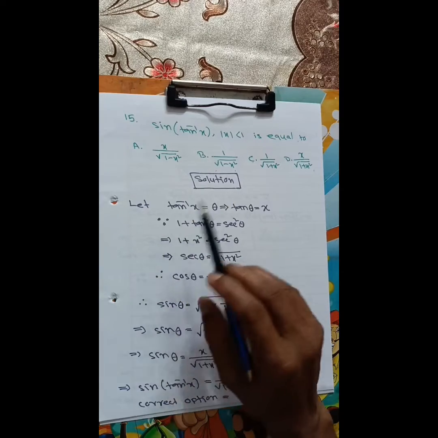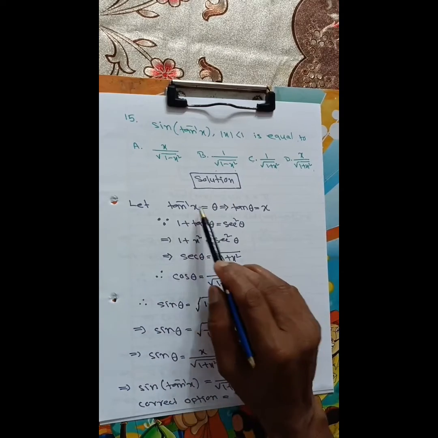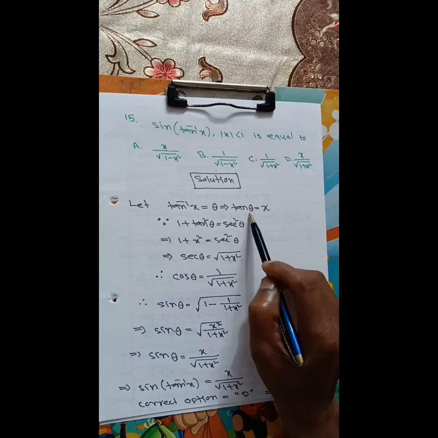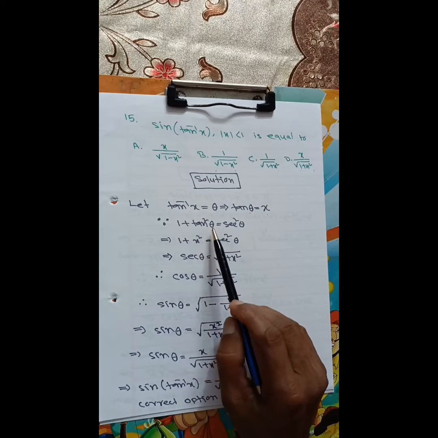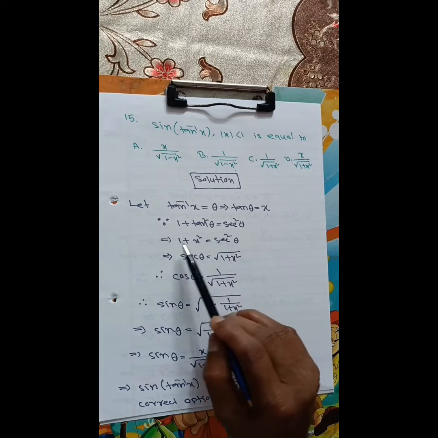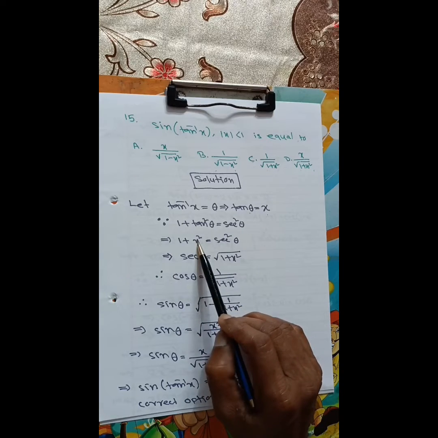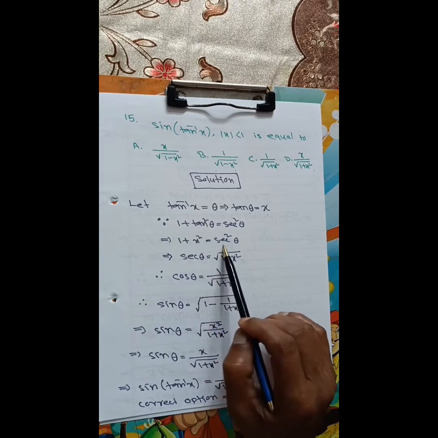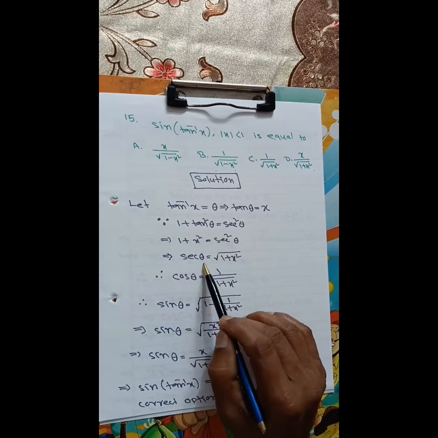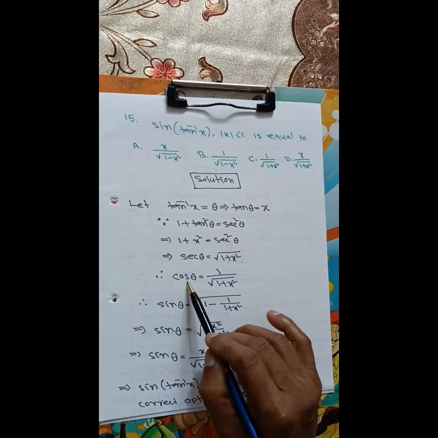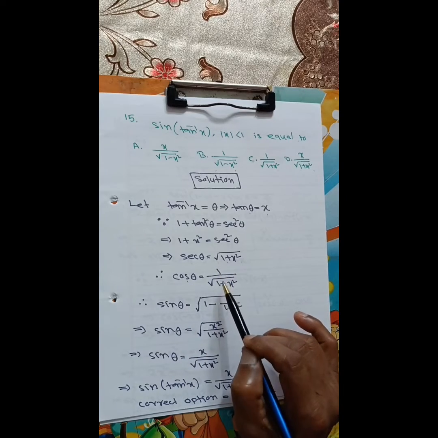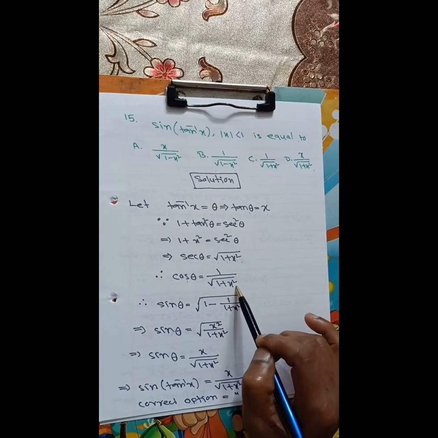For the solution, we take tan inverse x equal to theta. This implies tan theta is equal to x. Since we know 1 plus tan square theta is equal to sec square theta, this implies 1 plus x square is equal to sec square theta. Therefore sec theta is equal to root over 1 plus x square. Now cos theta is equal to what? 1 by sec theta. Therefore 1 by root over 1 plus x square.